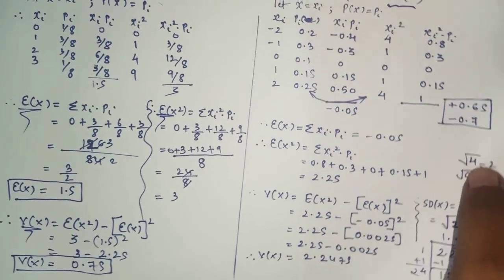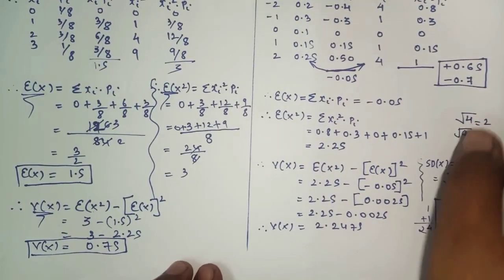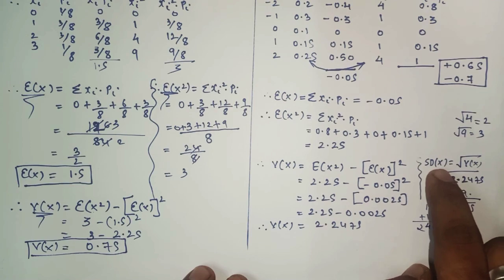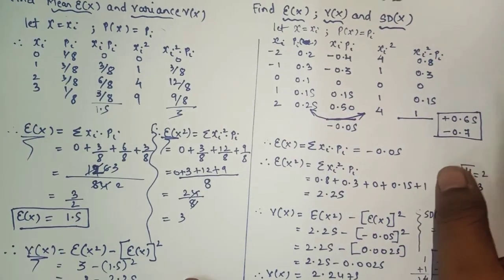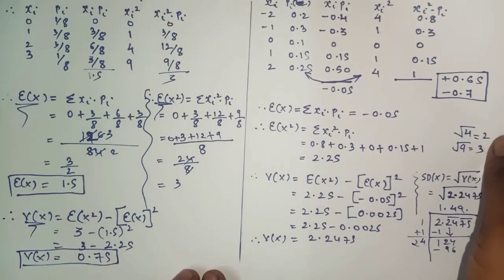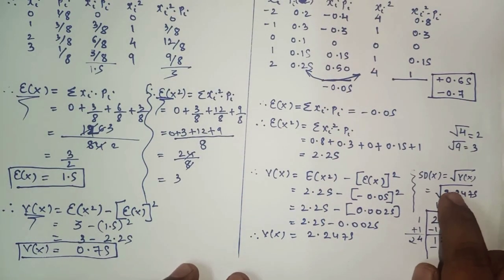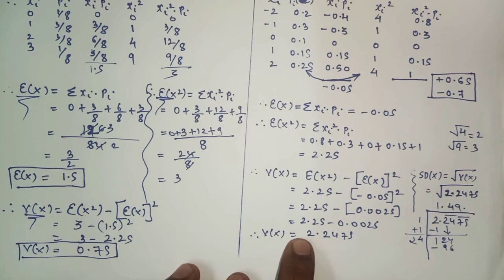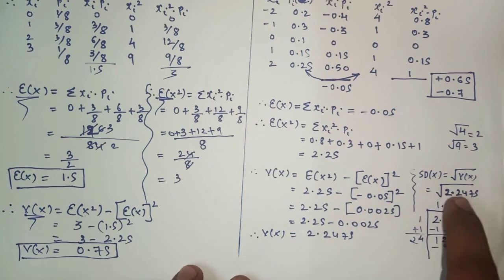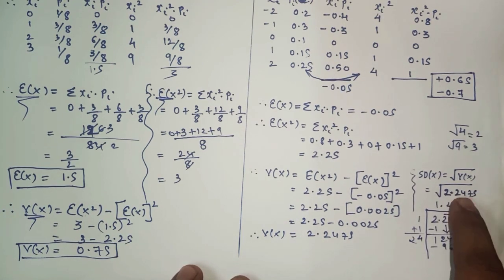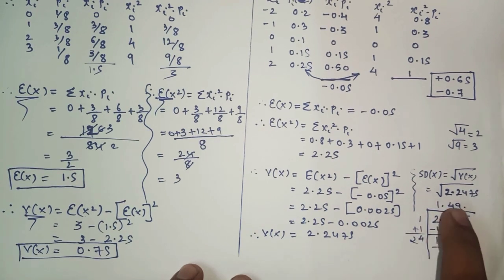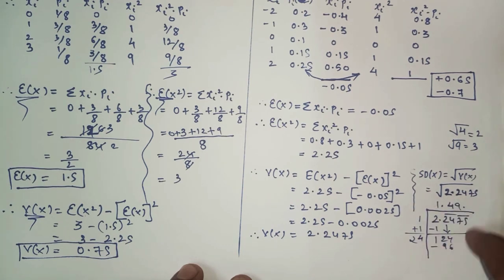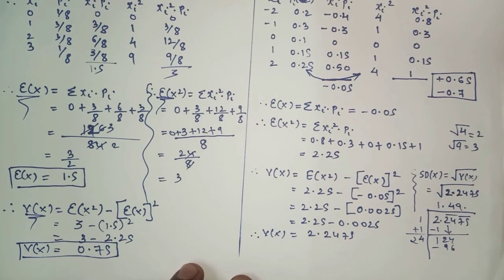Then after getting the value of V(X), we'll find SD. If in the question they ask you to find SD also, you simply find the square root of V(X) to get the answer. There are two methods to find the answer. One, by log table you can get the answer directly, or else by the division method. This method is known as the square root division method.